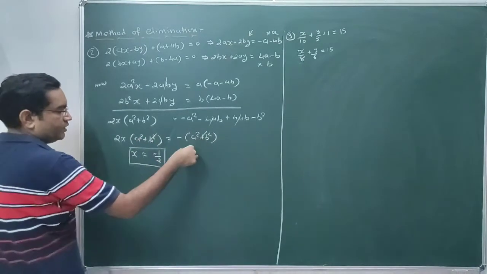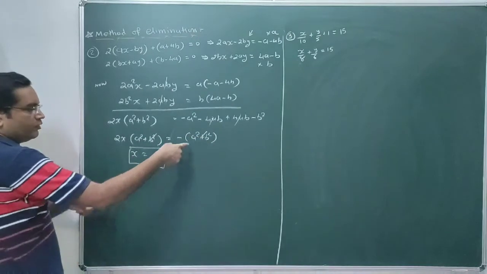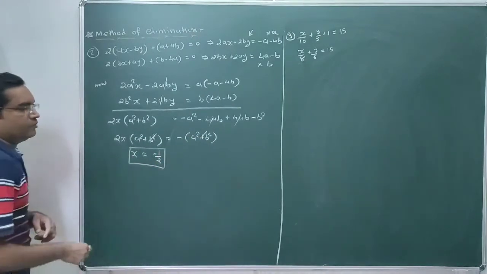Value of x is minus 1 by 2. This bracket will come to the denominator. So minus 1 is there. 2 will go into the denominator. So it's minus 1 by 2.